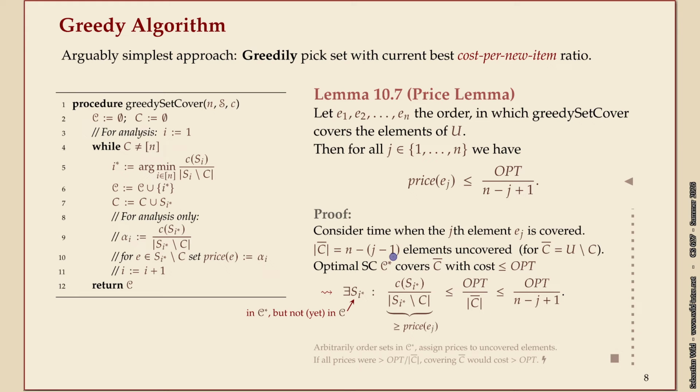So it's a relatively crude argument. We're just saying at any point in time, I could have continued with the full optimal solution, and that gives me a bound of how much I have to pay per element.